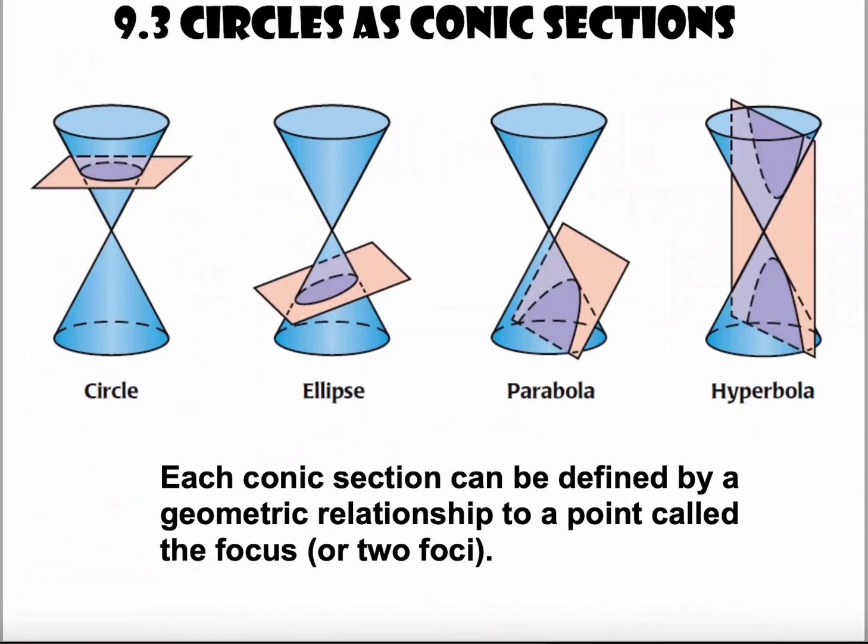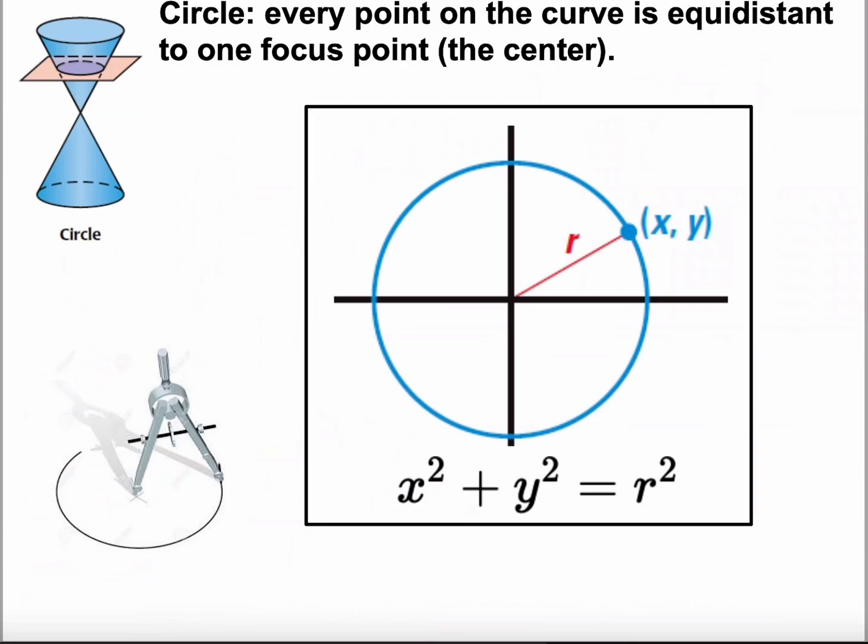Today we're learning about our second type of conic section, the circle. The circle is formed when we slice our cone parallel to the base. We get a circular shape. And we're going to think about that as sort of related to the focus idea, like we did with a parabola. We think of the center of the circle as being our focus.